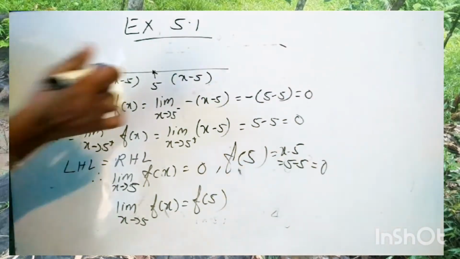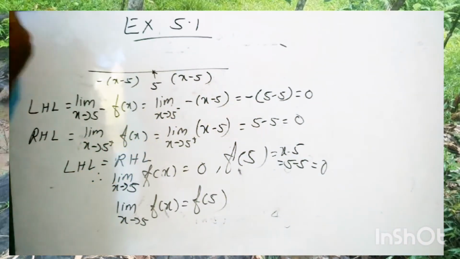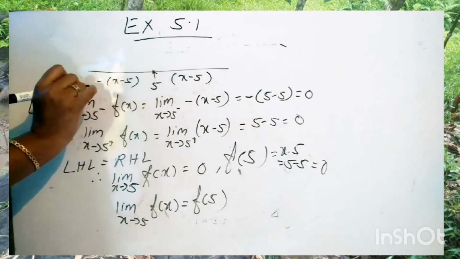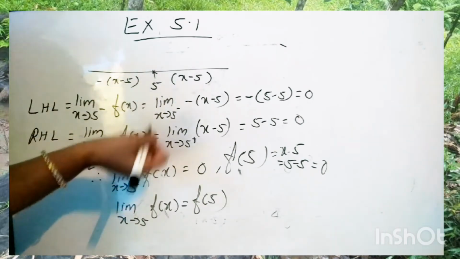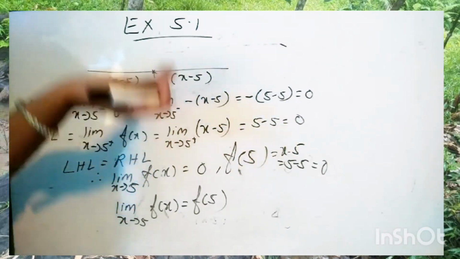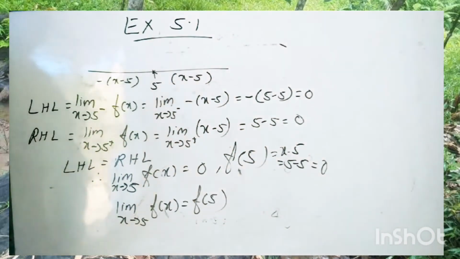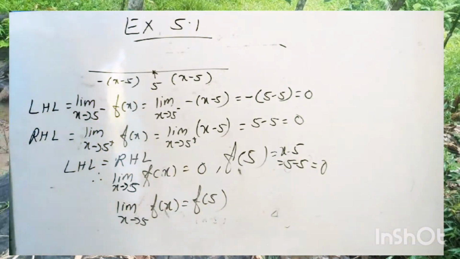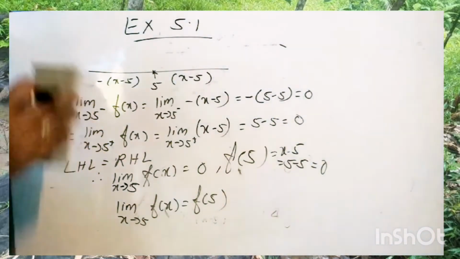Now just listen. At x is equal to 5, our function is continuous. And to the left of this 5, we have a polynomial, therefore that is continuous. To the right of this 5, we have a polynomial, therefore that is also continuous. So, in total, the function is continuous for all real numbers. Now, the fifth question.